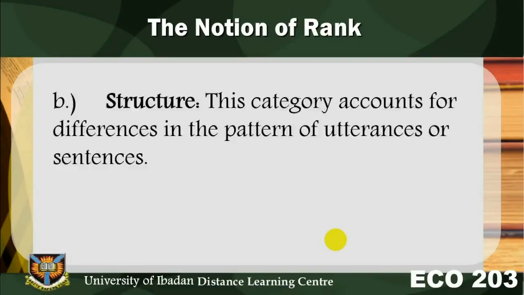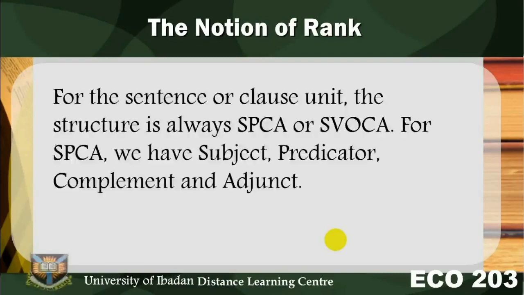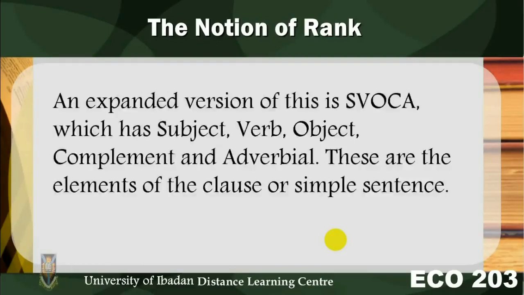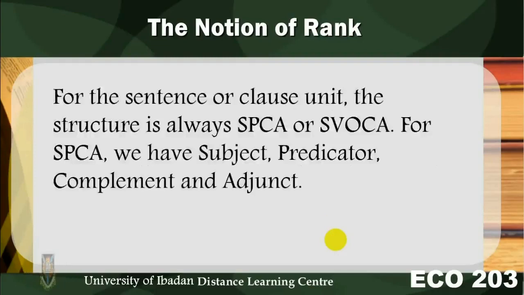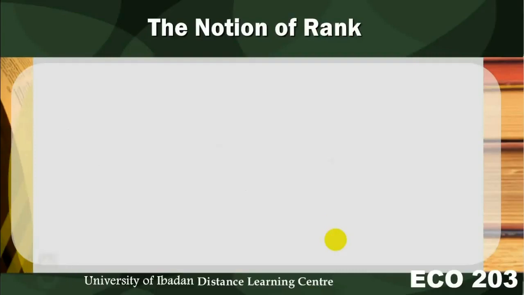B. Structure. This category accounts for difference in the pattern of utterances or sentences. It explains the way the stretches within the sentence or utterances have been combined to project the intended message. Structure caters for what constitutes a unit in relation to functional element therein. For the sentence or clause unit, the structure is always SPCA or SVOCA. For SPCA, we have subject, predicator, complement, and adjunct.